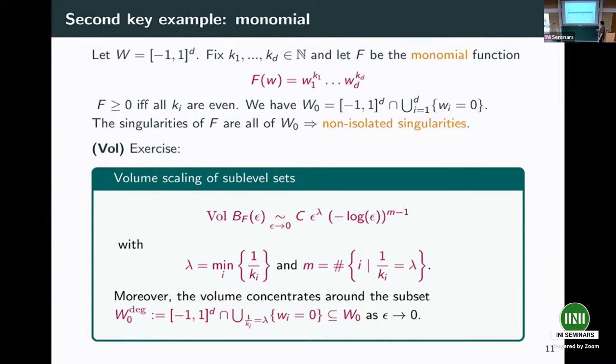So lambda is the minimum of the 1 over ki's. And m is the number of i's such that this minimum is achieved. So it's the number of i's such that 1 over ki is lambda, is this minimum. And in that case, you see that the volume concentrates, in a sense that can be made precise. Most of the volume concentrates not just around W0, but around a subset of W0, from some of the most degenerate singularities, which are the intersections of those coordinate hyperplanes which have the largest ki, or the smallest 1 over ki.